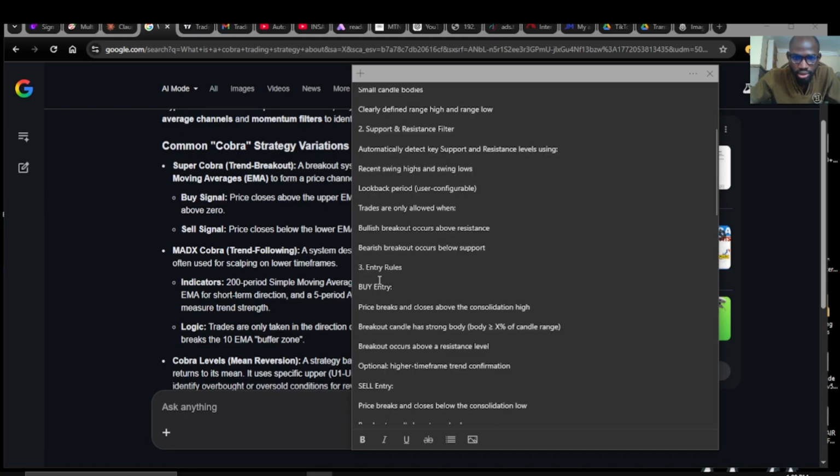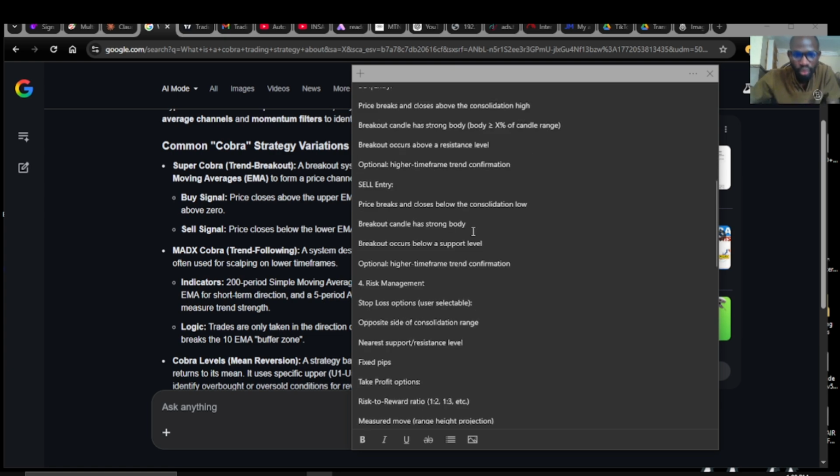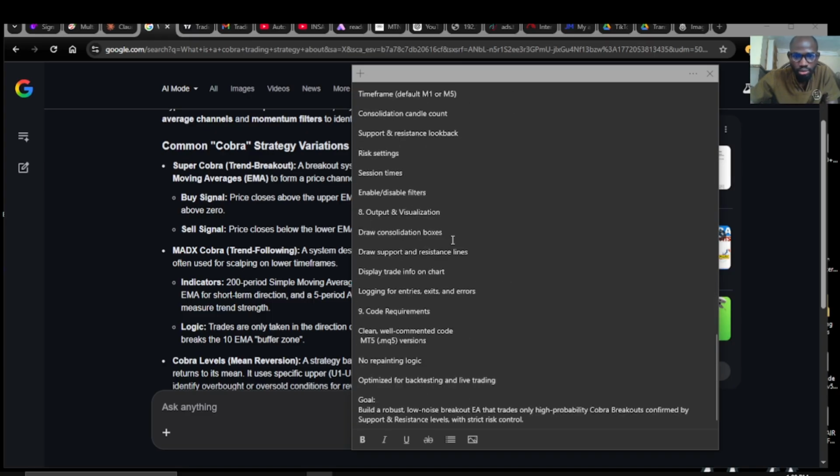So this is the buy entry condition. Price breaks and closes above the consolidation high. So the price has to break above the consolidation high, or the consolidation low if it's for a sell entry. It has to be a strong body. It's not just a candle that is not carrying momentum. So the candle has to carry momentum. You understand? So this is basically what the prompt is all about.